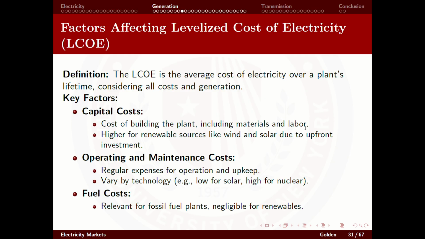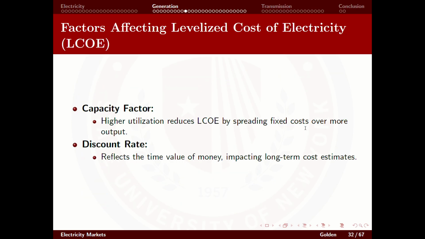Pretty low for solar, pretty high for nuclear. You need people there to run the plant. And then fuel cost is relevant for fossil fuel plants and negligible for renewables. Maybe biofuel has a little bit of fuel cost. Solar and wind really don't.